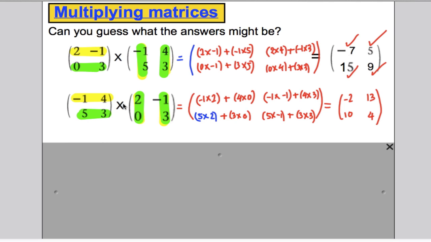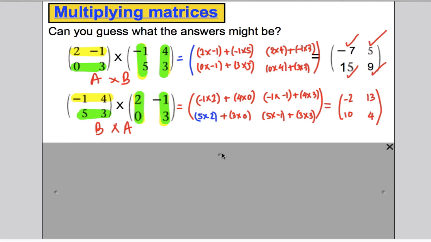Okay, the reason I showed this, just out of interest, is that the two matrices involved in this multiplication are the same as these two, but I've just swapped them round. And I can see that if I multiply a matrix, say A times B, I don't always get the same answer if I swap around the A and B. It's not like numbers. 2 times 3 is the same as 3 times 2 in numbers, but A times B is not necessarily the same as B times A in matrices.